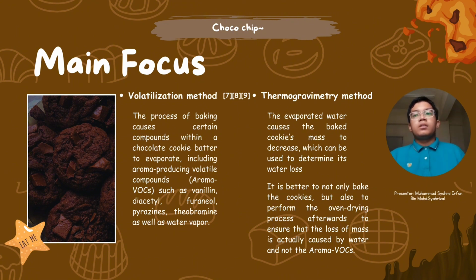The evaporated water causes the baked cookie's mass to decrease, which can be used to determine its water loss. However, since the baking process does not only cause water to evaporate from the cookie, but also the aroma VOCs, it is better to not only bake the cookies, but also to perform the oven drying process afterwards to ensure that the loss of mass is actually caused by water and not the aroma VOCs.